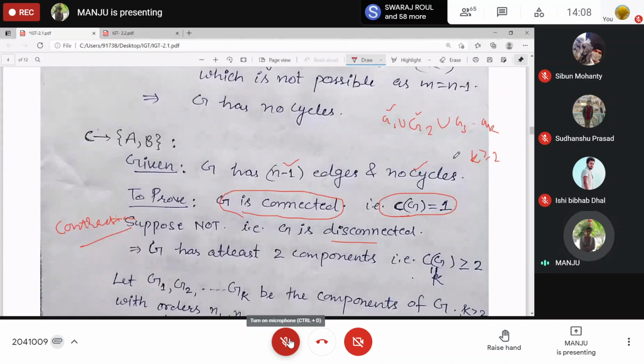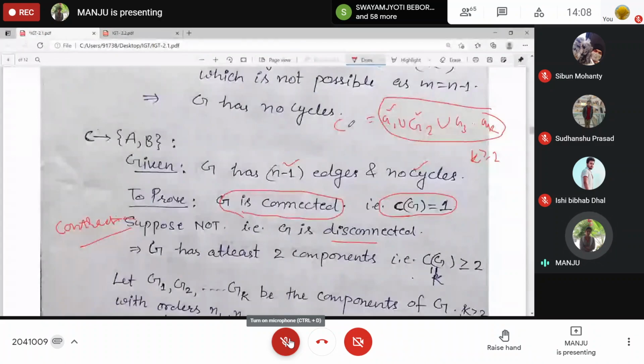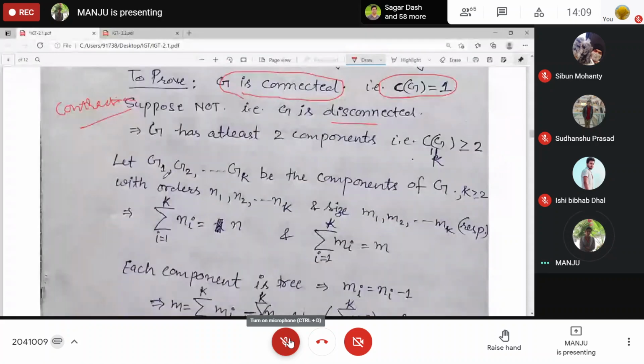Now, if this is your G actually. G consists of k components and k can be at least 2. These k components are connected graphs, right? These are the components, meaning maximal connected parts of G. So G1 itself is a graph with order n1 and size m1. G2 is itself a graph with order n2 and size m2, and so on up to Gk. Gk has order nk and size mk, right?